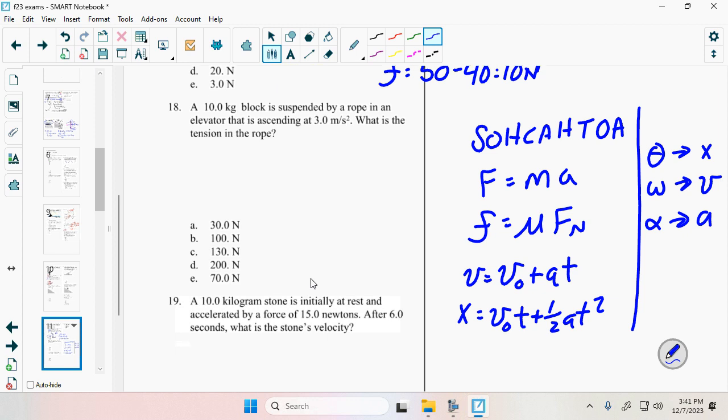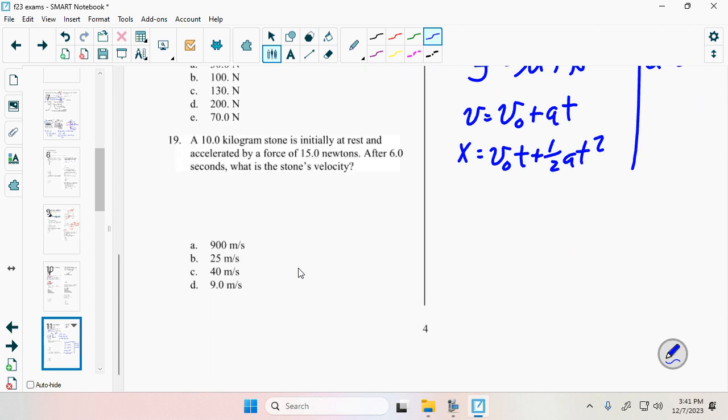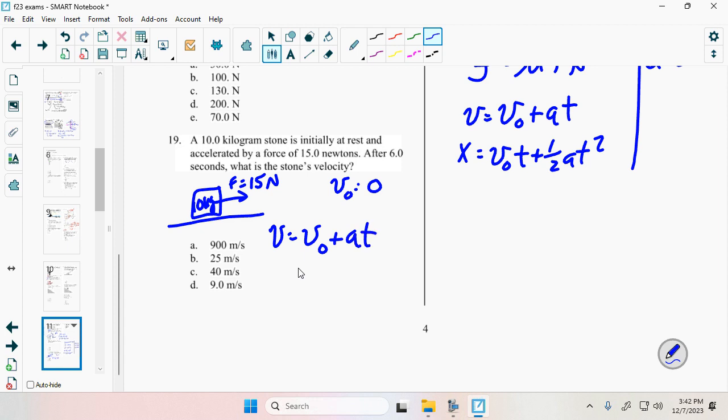Which one? 19. A 10 kilogram stone is initially at rest, accelerated by a force of 15 newtons. What is the stone's velocity? Might draw a picture. Always like pictures. It's initially at rest. That means that v naught is equal to 0. There's a force of 15 newtons, and it's a 10 kilogram stone. I want to know its velocity. I know that v is equal to v naught plus a times t. I know v naught. I know t is 6 seconds. So I need to know what a is.